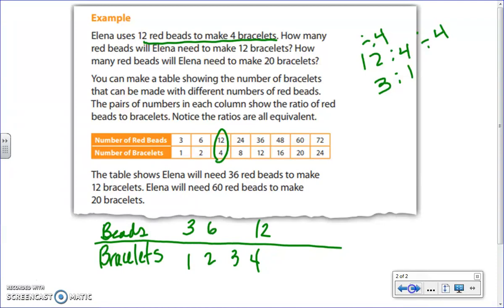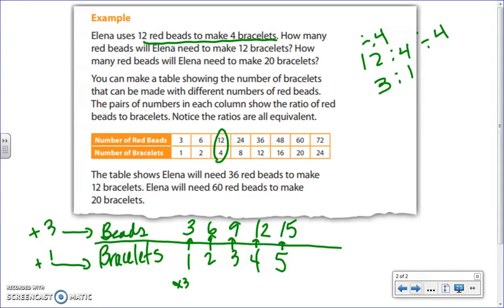That would mean 6 for 2, and 9 for 3, 12 for 4, and I could figure out what 5 is by following 2 different patterns. I could say, okay, for the beads, we're adding 3, and for the bracelets, we're adding 1. The relationship between the corresponding values, meaning above and below, would be multiplying by 3. 2 times 3 would be 6, 3 times 3 would be 9, 4 times 3 would be 12, 5 times 3 would be 15, and so on.